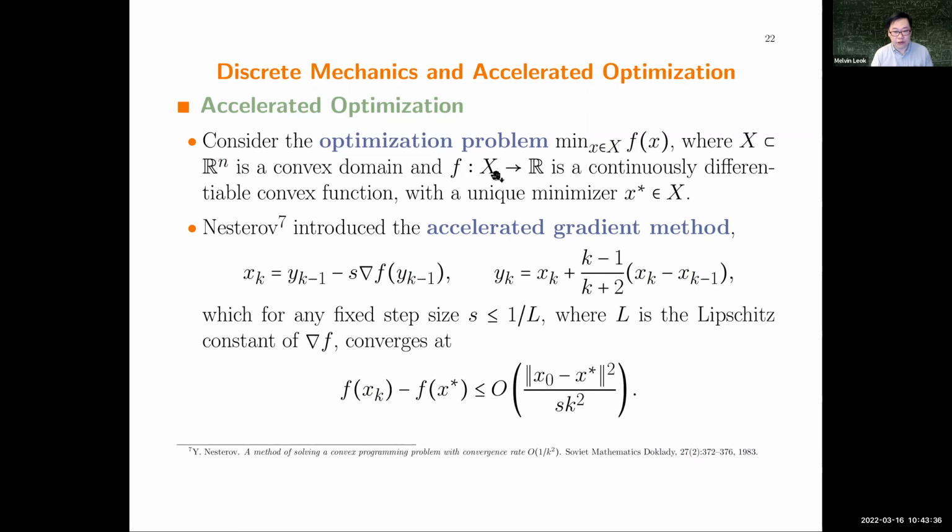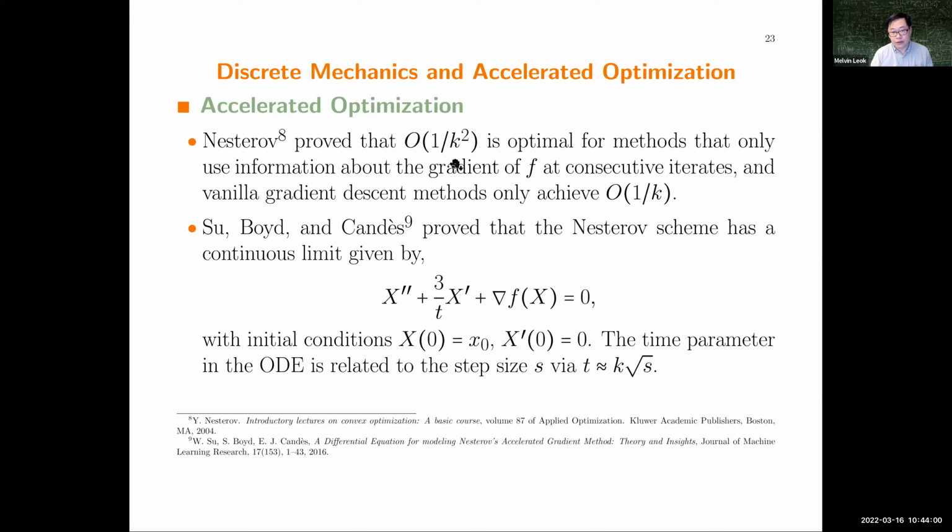So if you have this minimization problem, where f is a sufficiently differentiable convex function with a unique minimizer, then you might have heard of Nesterov's accelerated gradient method, which is given as follows. The significance of the accelerated gradient method is that it converges to the global minimizer at a rate of big O 1 over k squared, where k is the number of iterations. Nesterov proved that this rate is optimal for methods which only use information about the gradient of f at consecutive iterates.